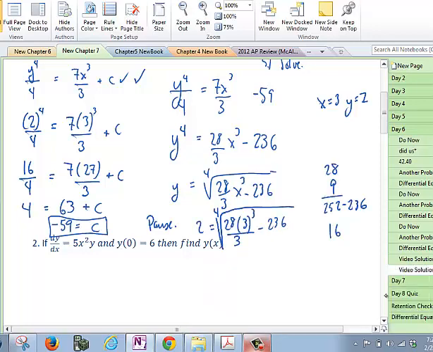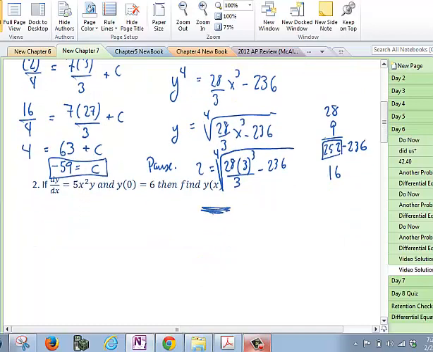Okay, so when we plug in 28 times 3, we end up getting a quantity of 252 minus 236, which amounts to the 4th root of 16, which happens to be equal to 2. So my initial condition did in fact check out. Now, what I want you to do is look at the next one and separate the variables while I pause it. And I want to see what your answer is to this one.